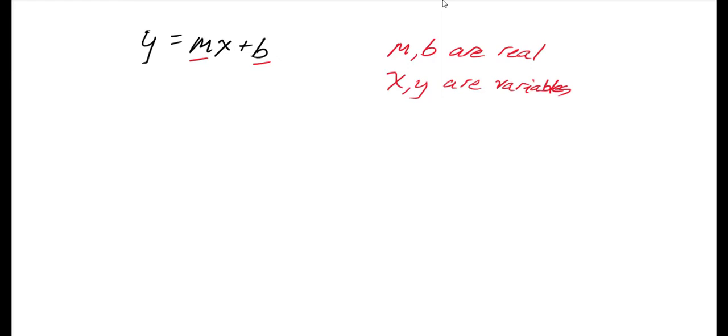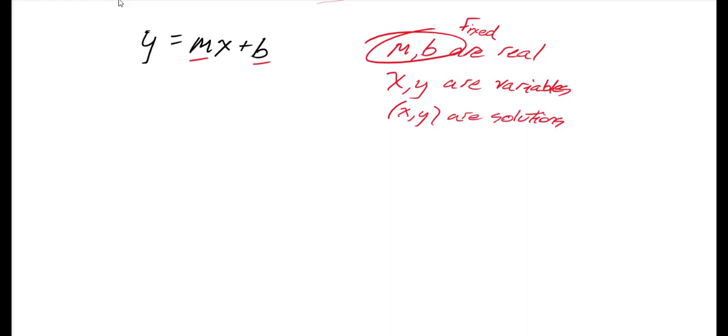To clarify the difference between what makes something real and what is a variable, what I mean here is it's just some fixed value. So m and b are fixed, meaning they're chosen ahead of time. Meanwhile, x and y can be any pair of numbers that makes this equation true. They're variables, but they can't just be any chosen numbers. They have to be pairs of numbers that are solutions. Let's not forget that. That's what we just learned recently.